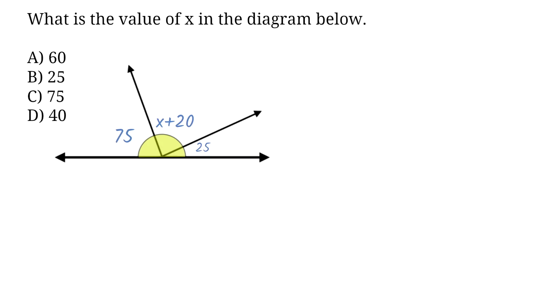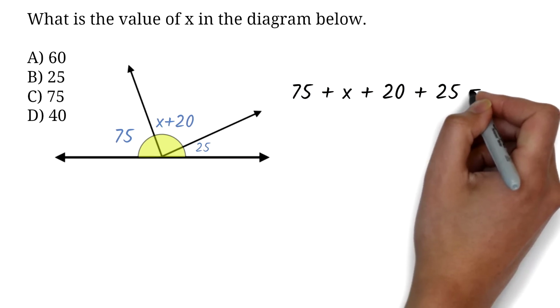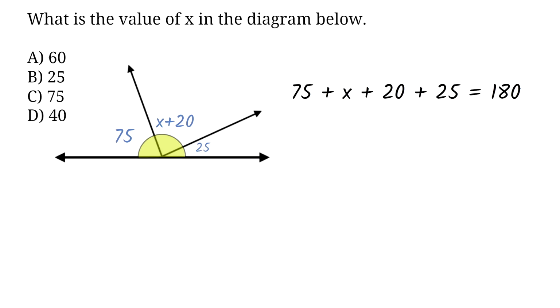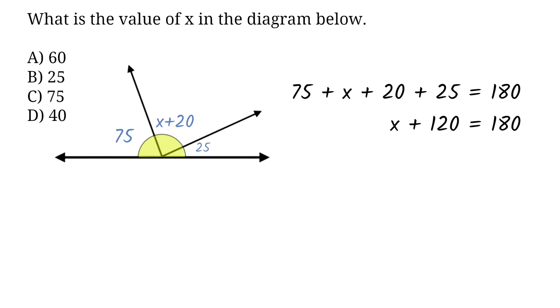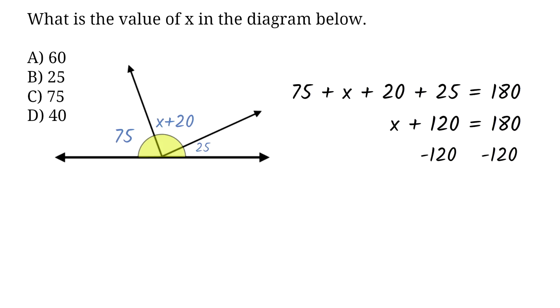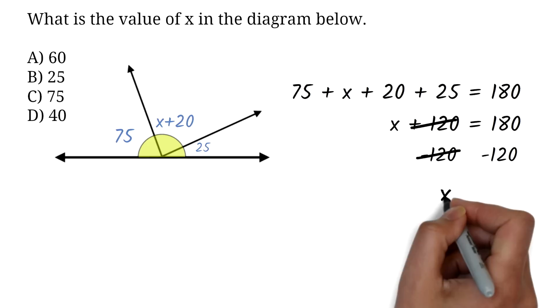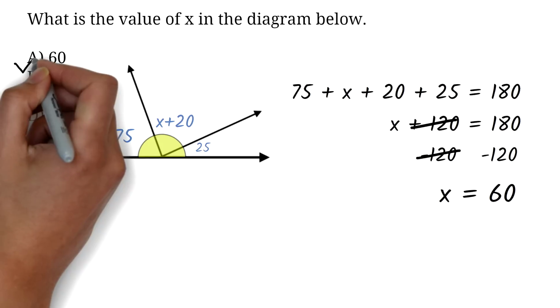So here, we will add 75 plus x plus 20 plus 25 equals 180. We can add the numbers 75 plus 20 plus 25 to get 120. So we have x plus 120 equals 180. We can subtract 120 from both sides. The 120 will cancel out. 180 minus 120 is 60. So x is 60. Therefore, the correct answer is A, 60.